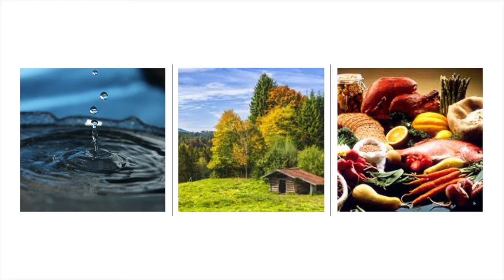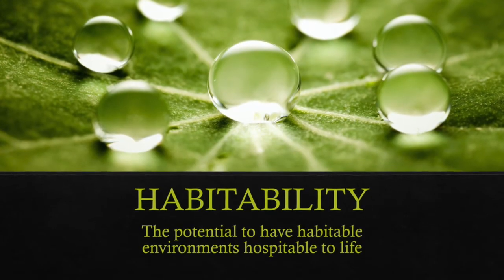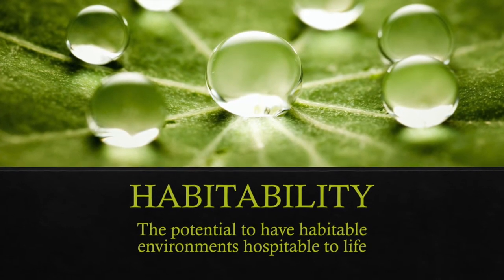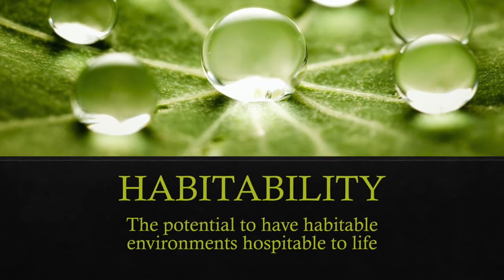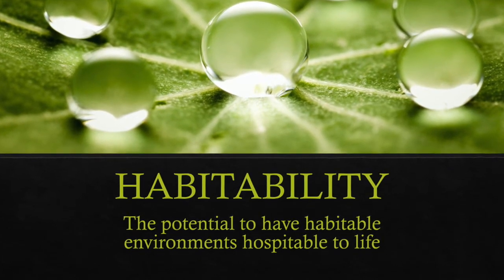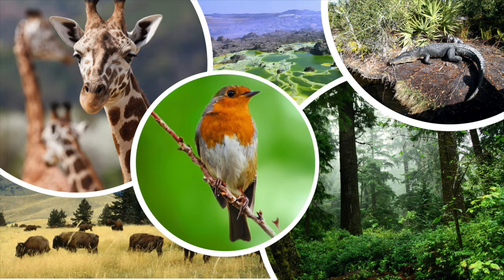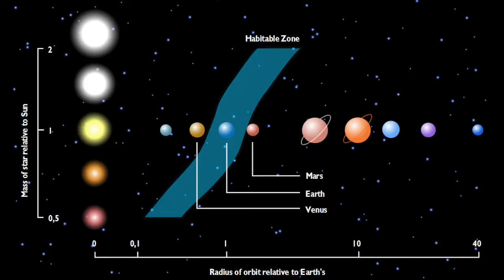We're going to talk a little bit about how you even know something has life. What makes it a good place to look for life? So we're going to introduce a new word, habitability. NASA calls it the potential to have habitable environments hospitable to life. There are a lot of big words in there, so I'm going to break that down. We need the right conditions to have water and air, and hopefully some things on it grow to have life.